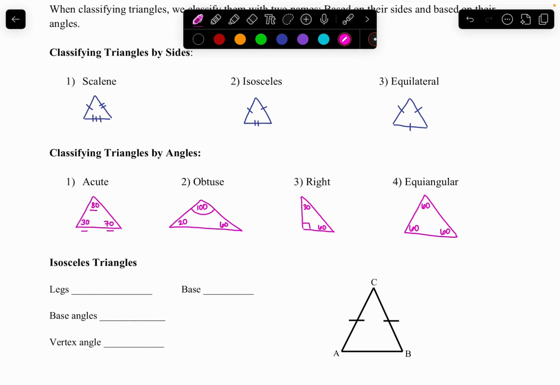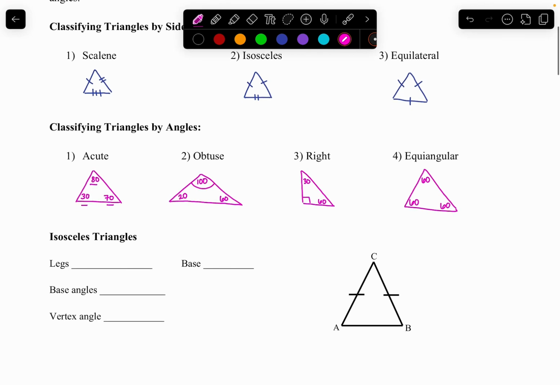So when I classify a triangle, I would say this triangle is a right scalene or an acute isosceles or something along those lines. So whenever I ask you to classify, I expect a name based on their sides as well as a name based on their angles, okay?